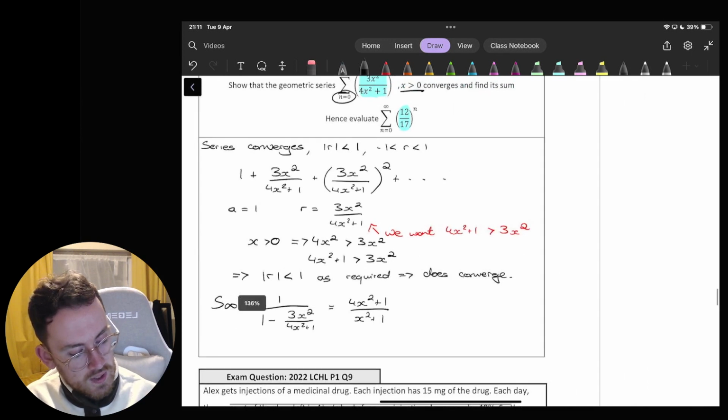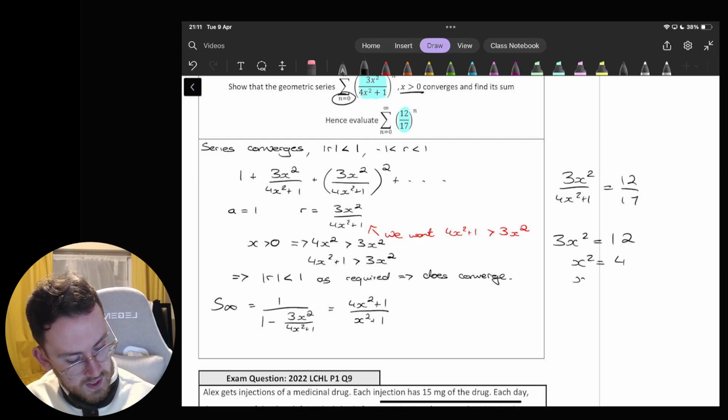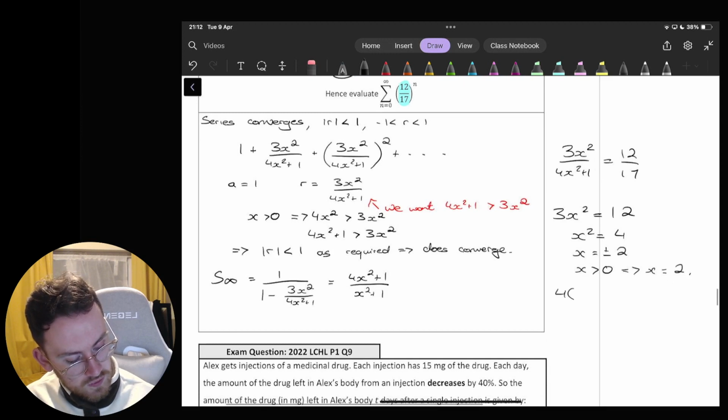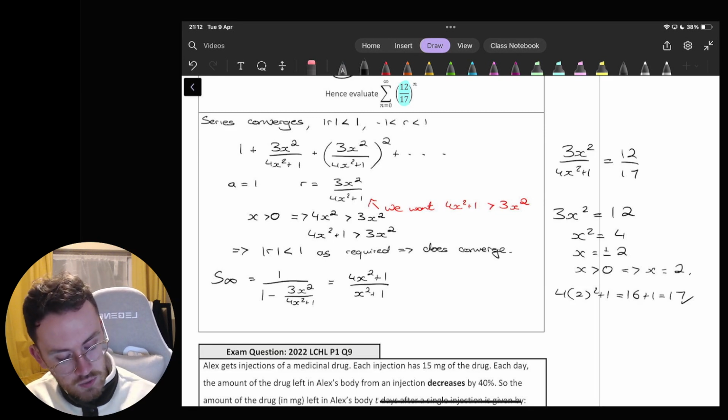So let's have a little look. We want 3x squared over 4x squared plus 1 to be equal to 12 over 17. If we focus on the 3x squared, that means x squared would be equal to 4, and x would technically be plus or minus 2, but we know x is greater than 0, so that would be plus 2. We can check, does that work for 4x squared plus 1? That gives us 16 plus 1, which is 17, so it does. So we do get an answer of 12 over 17 as required. What we can do then is take our sum to infinity as we had it here, and substitute in x equals 2.